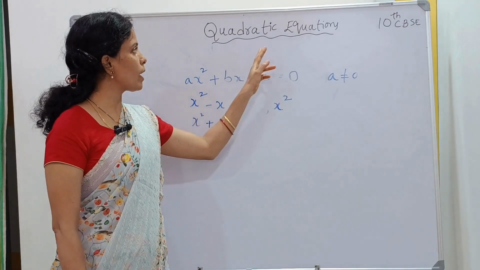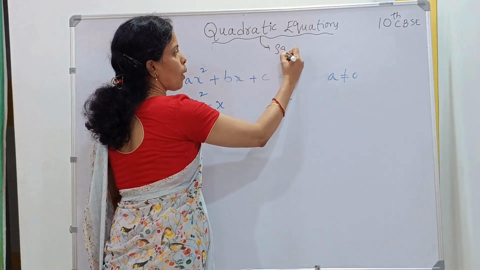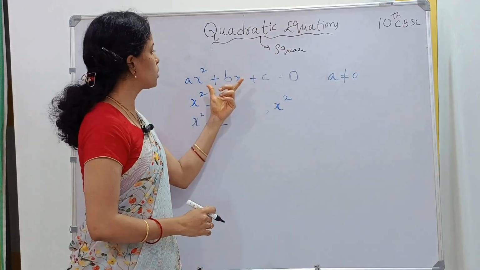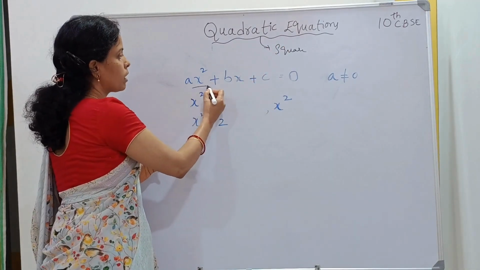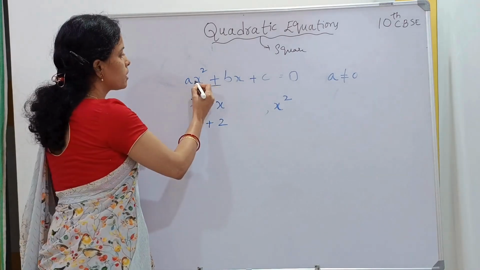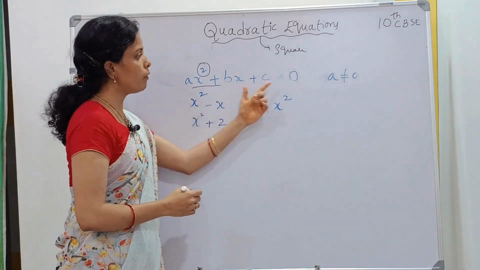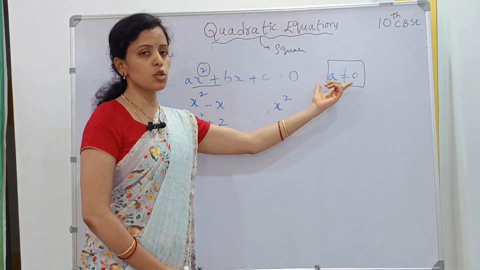Quadratic equations. Quadratic means square in Latin. So the equations will be in a single variable x and the degree will be 2. The standard form of a quadratic equation is ax square plus bx plus c, so the highest degree will be 2, and where a is not equal to 0. You might have noticed this, a is not equal to 0.